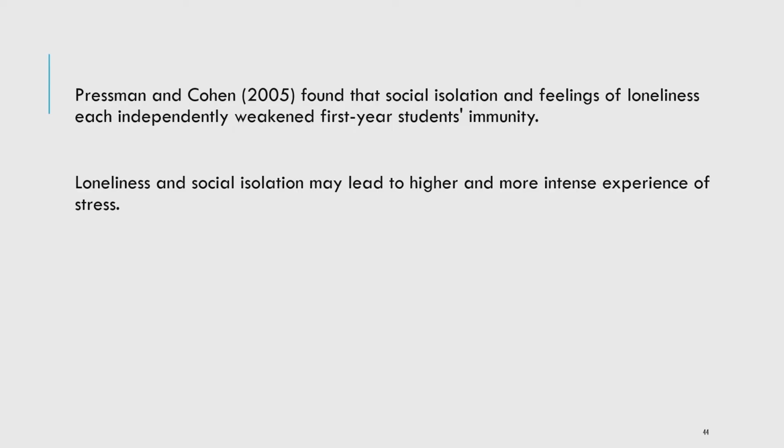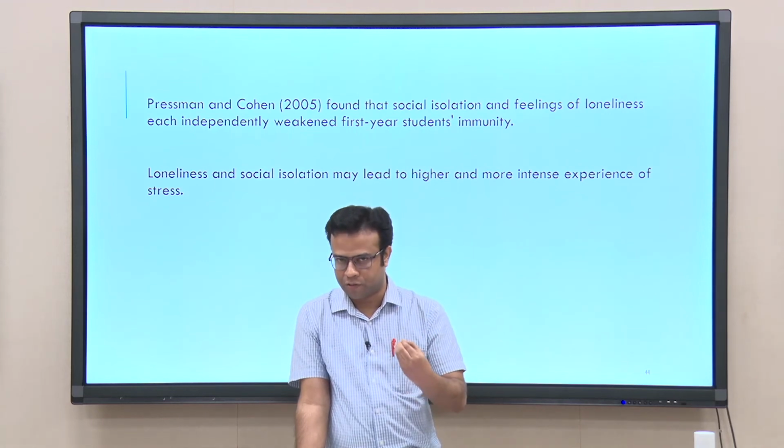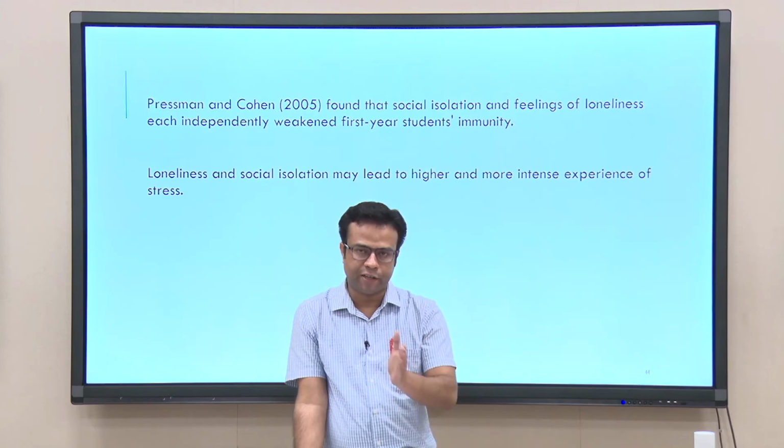In this study, the students' social networks were checked, and they also provided saliva samples for measuring levels of the stress hormone cortisol, which can be measured from saliva. They found that a small network and loneliness each independently weakened immunity, and the immune response was most weakened by the combination of loneliness and a small social network. When these two are present together, it had the highest impact. This was most obvious for first year students, because when they just join, their social network and social support system are small. So all this increased their stress and ultimately affected their immune system.